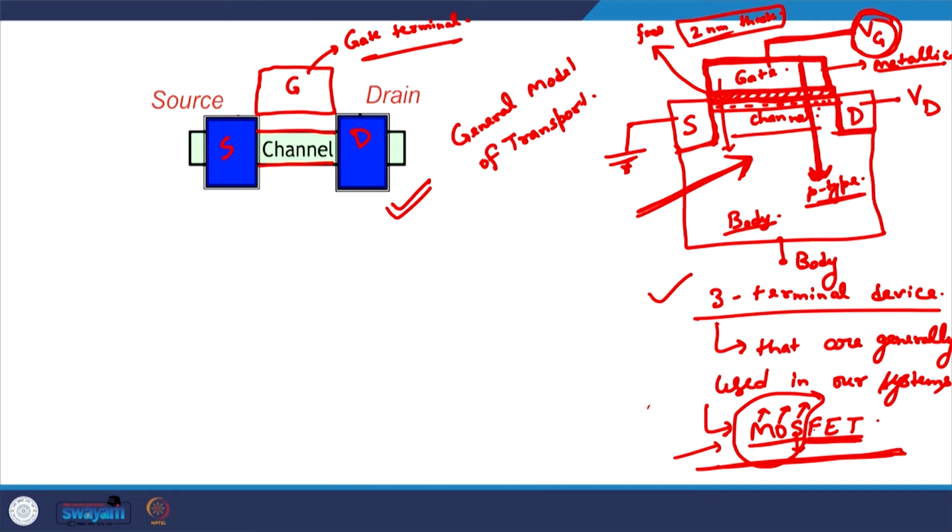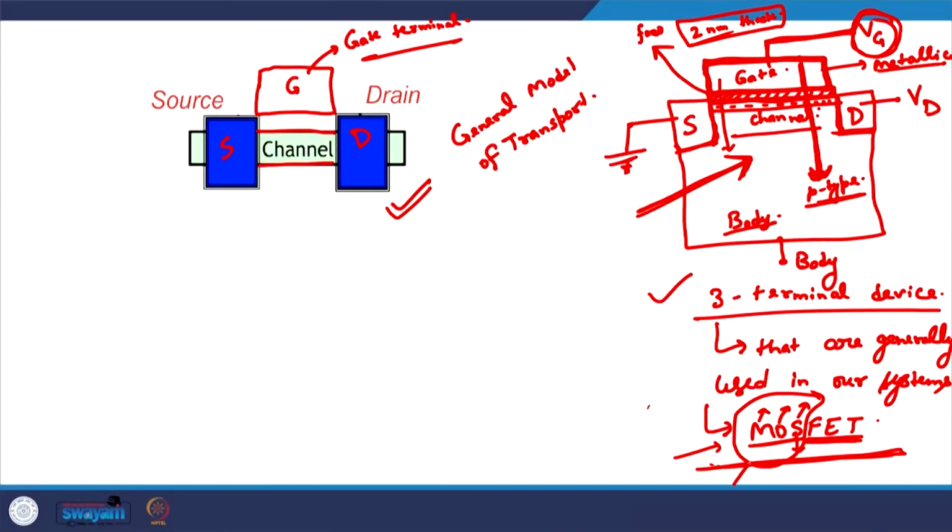If you recall the theory of bipolar junction transistors, in bipolar junction transistors, it is the current that essentially plays the important role in switching the transistor on or off. Okay.